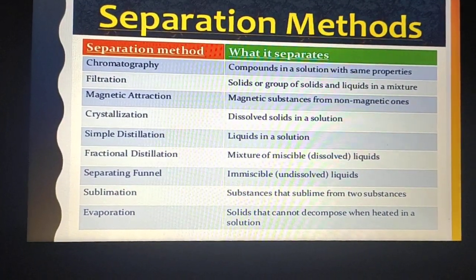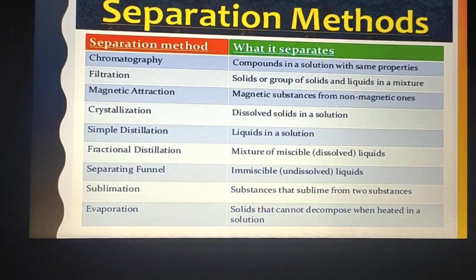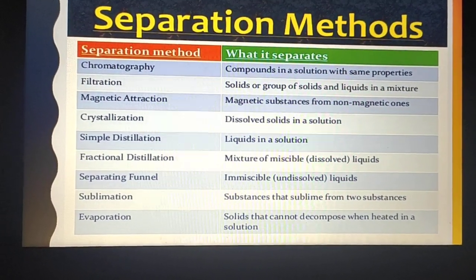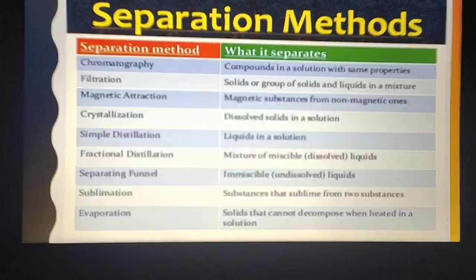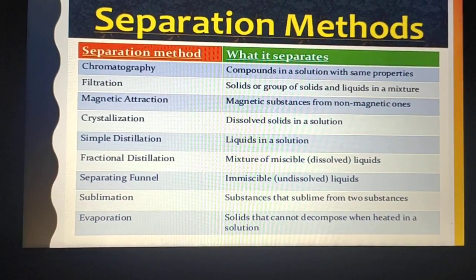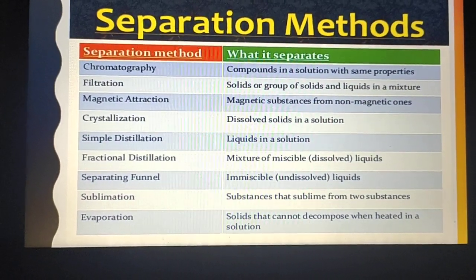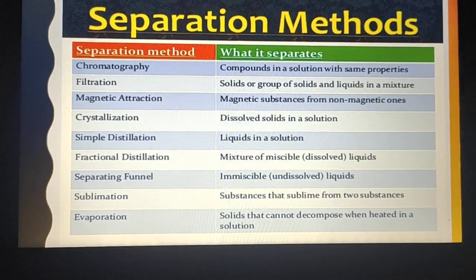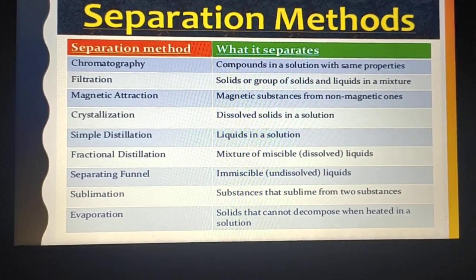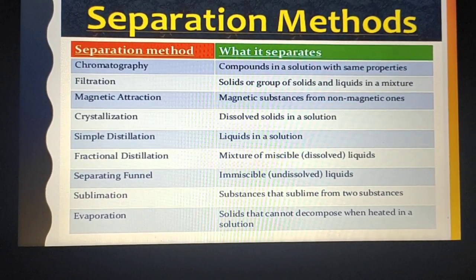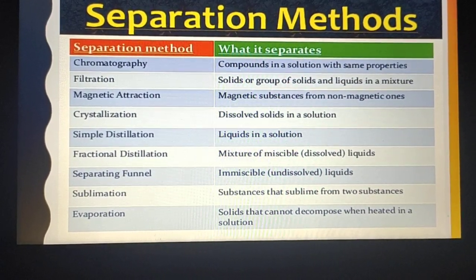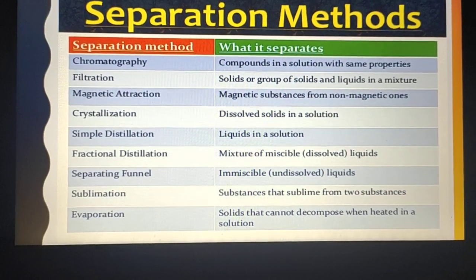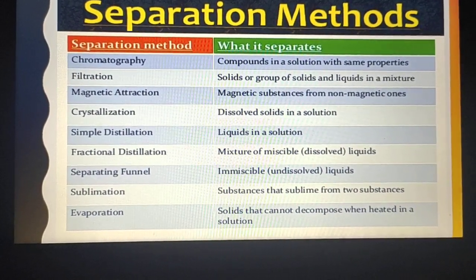So there are so many separating methods: chromatography, filtration, magnetic attraction, crystallization, simple distillation, fractional distillation, separating funnel, sublimation, evaporation. And what they separate: chromatography separates compounds in a solution with different properties. Filtration separates solids or groups of solids from liquids in a mixture. Magnetic attraction separates magnetic substances from non-magnetic ones. Crystallization separates a dissolved solid in a solution. Simple distillation separates liquids in a solution.